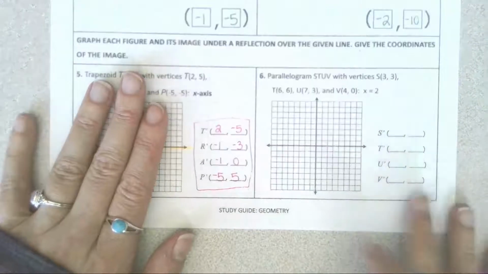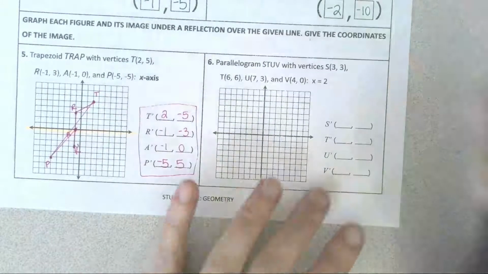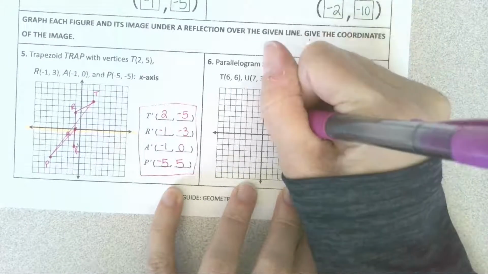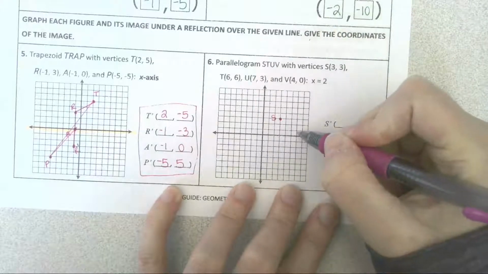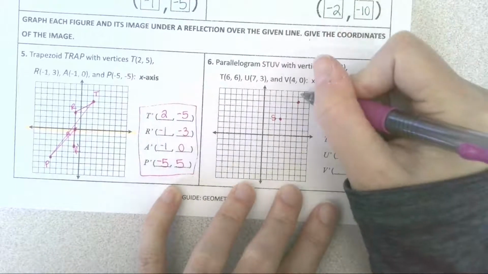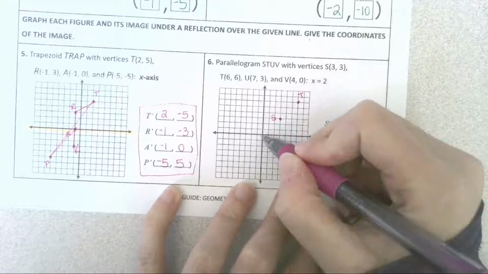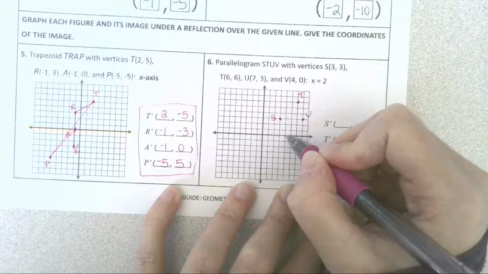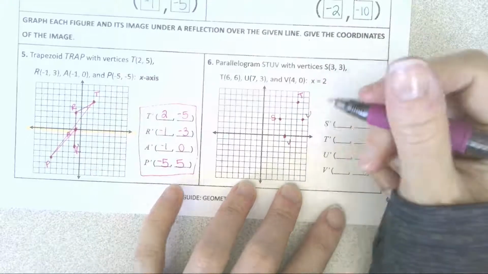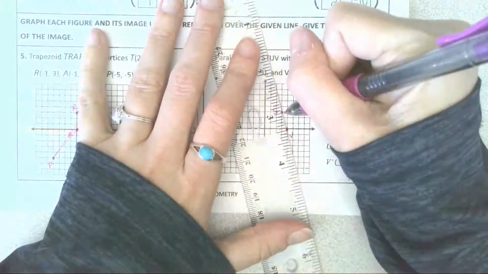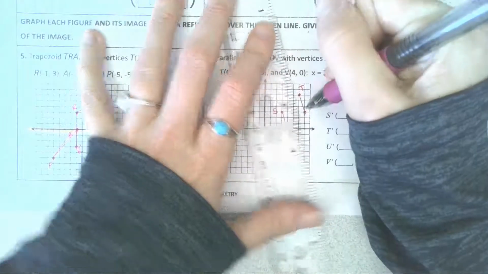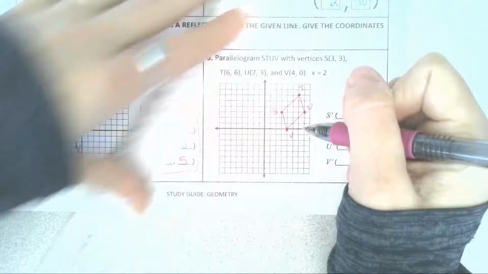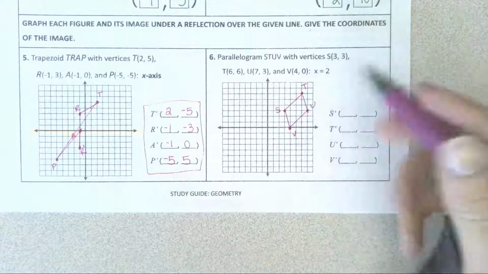Okay, number 6 should be better. Let's take a look at that. So we're going to start by graphing. S is here. T is here. U and V. This looks way better. So there is our parallelogram STUV.